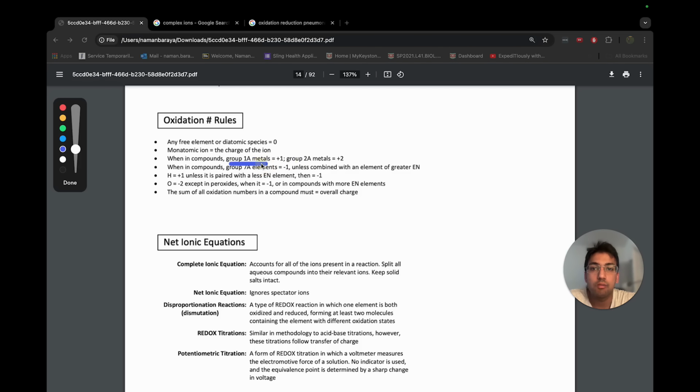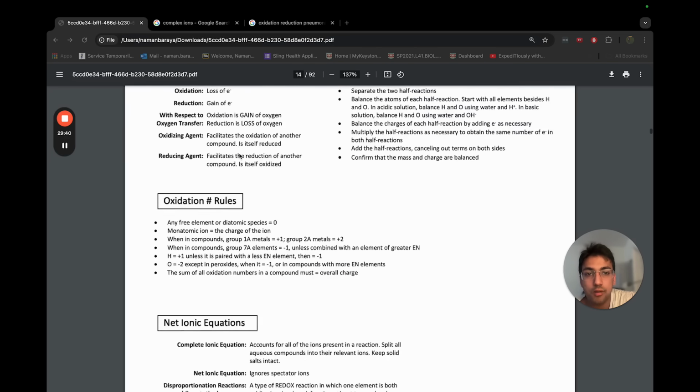Group 1A metals are going to be +1 when they're in compounds. Group 2A metals are going to be +2. Group 7A in compounds are going to be -1 unless they're combined with an element of greater electronegativity. And then H is going to be usually +1 unless it's paired with a less electronegative element, then it's -1. O is going to be -2 unless it's like H2O2, in which case it's going to be -1. And then the sum of the oxidation numbers, this is really important, must equal the overall charge. That's what's going to help you the most.